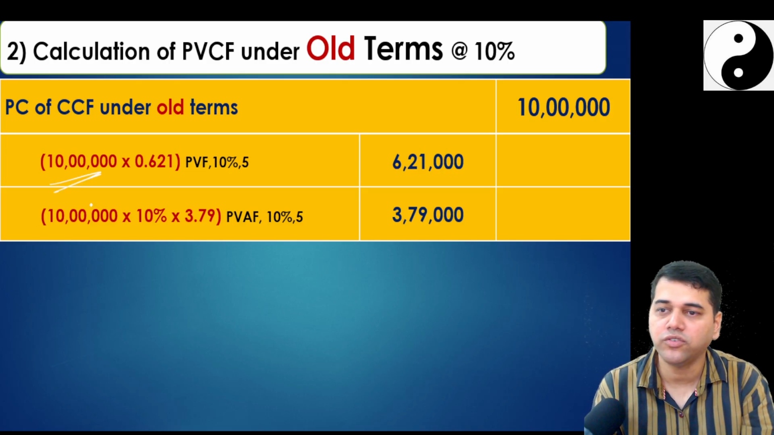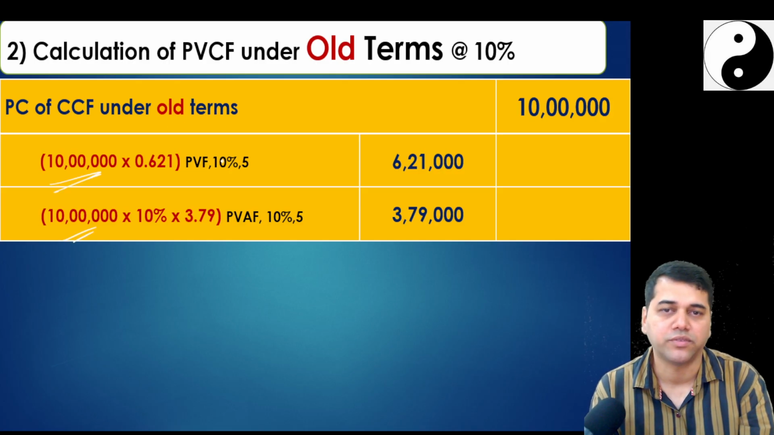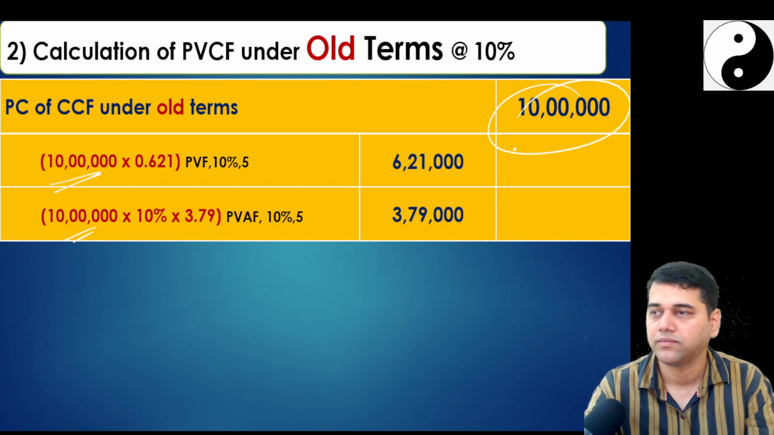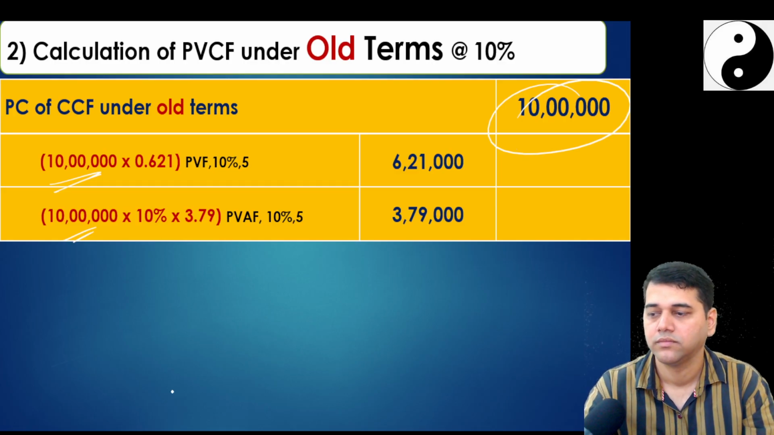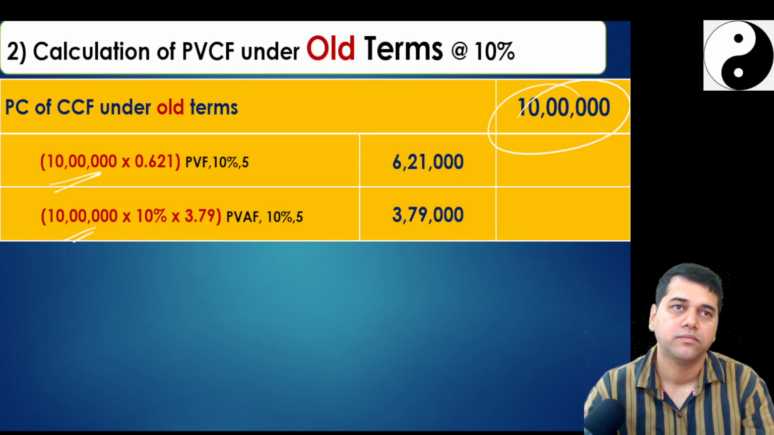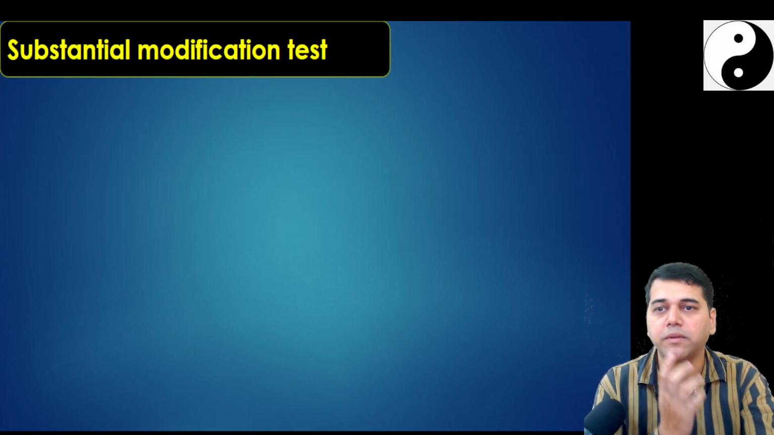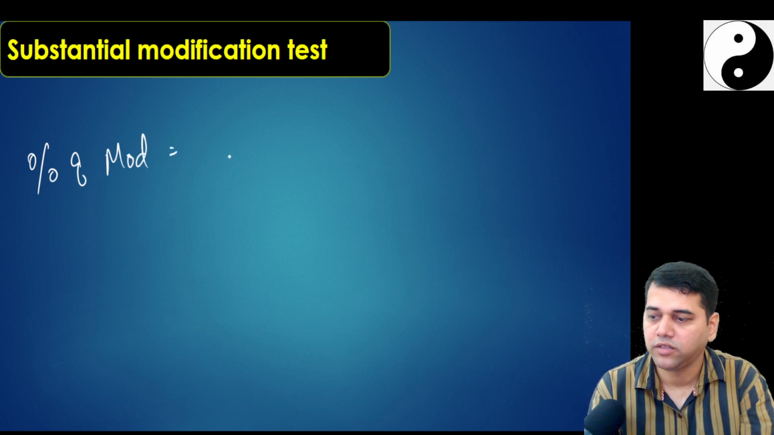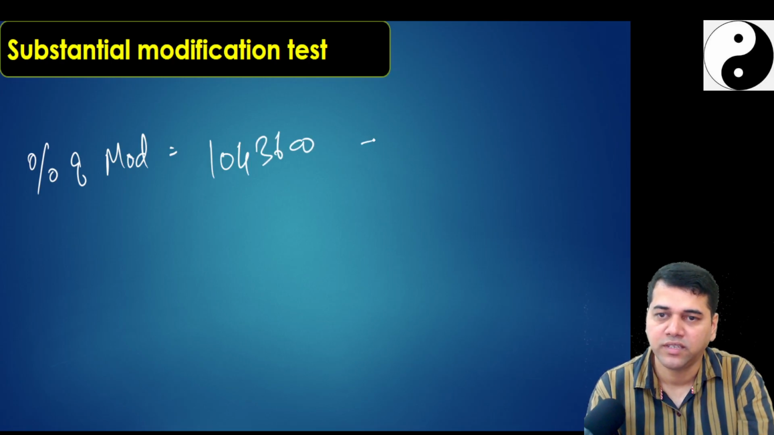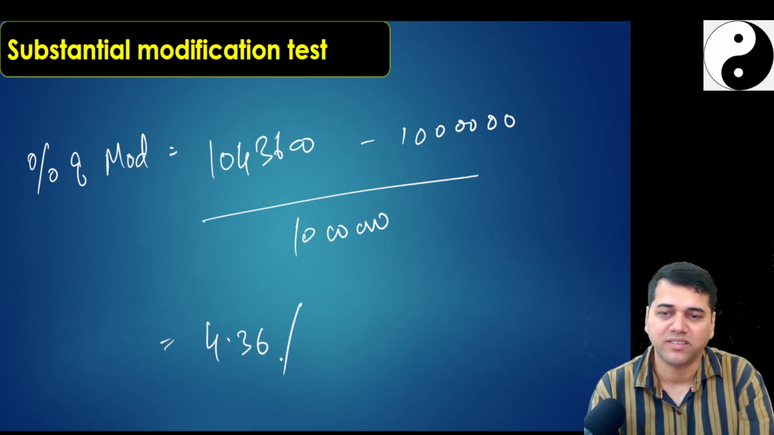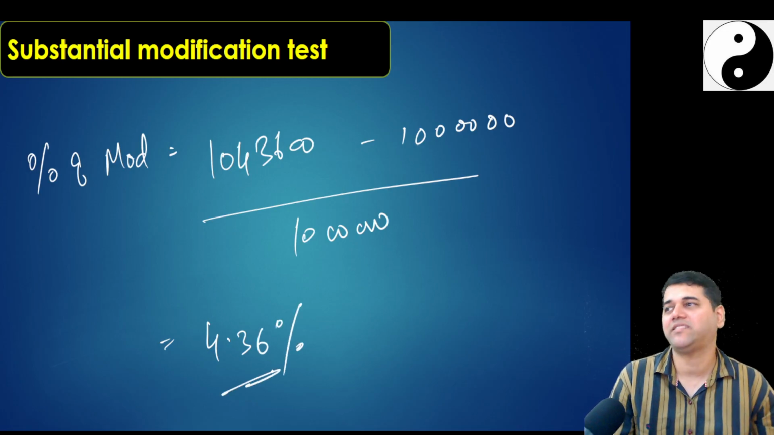This is my old cash flows at the old terms. Alternatively, I could have found this book value in the amortization schedule. Done? So next, I'll perform a substantial modification test. Percentage of modification is equal to 10,43,600 minus 10 lakhs divided by 10 lakhs, which gives me 4.30. That means this modification is not that substantial.